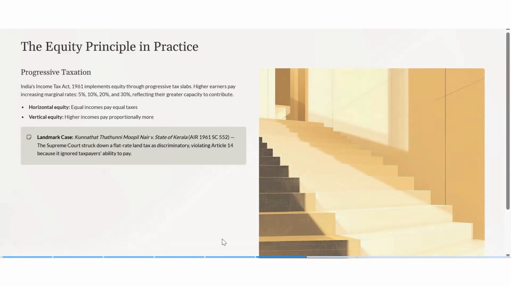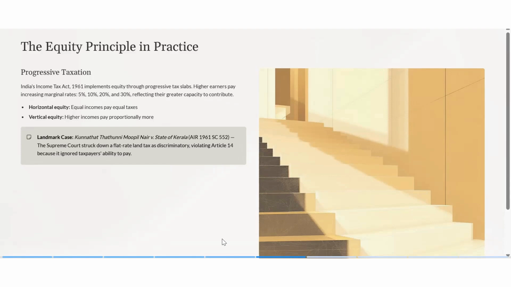Horizontal equity: equal incomes pay equal taxes. Meaning thereby, there is an implication of Article 14, equality among equals. Vertical equity: higher incomes pay proportionately more than the people who are earning less.